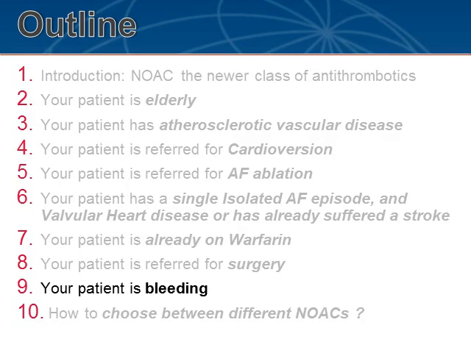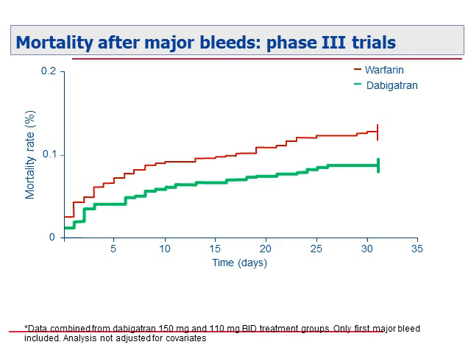What about the bleeding patient? One good news is that even in patients who suffered a major bleed, the prognosis on new anticoagulation is better than on warfarin. It was demonstrated in a recent analysis, and you can see here that the Kaplan-Meier estimates in patients on warfarin are worse than in patients on Dabigatran after major bleed.